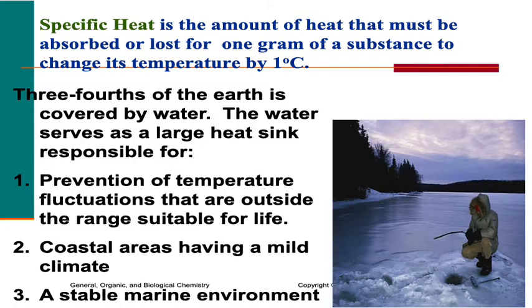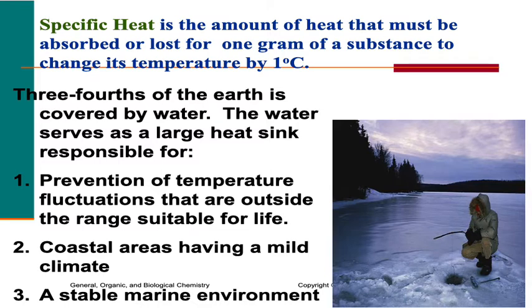Specific heat is the amount of heat that must be absorbed or lost by 1 gram of substance to change its temperature by 1 degree Celsius. So 3/4 of the Earth is covered by water. The water serves as a large heat sink responsible for the prevention of temperature fluctuations, coastal areas having a mild climate and a stable marine environment.